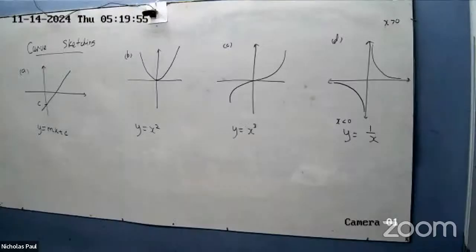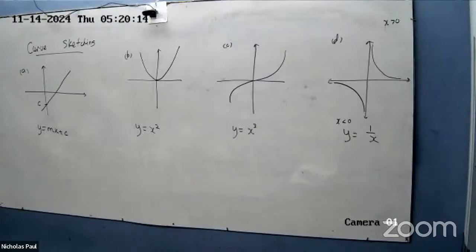So here we have our four standard graphs that we should learn. First graph is a straight line. Second graph is the quadratic that we all know. Third graph is a cubic, and the last graph is the graph of y is 1 on x. On the graph y is 1 on x, remember the x-axis and the y-axis are asymptotes.